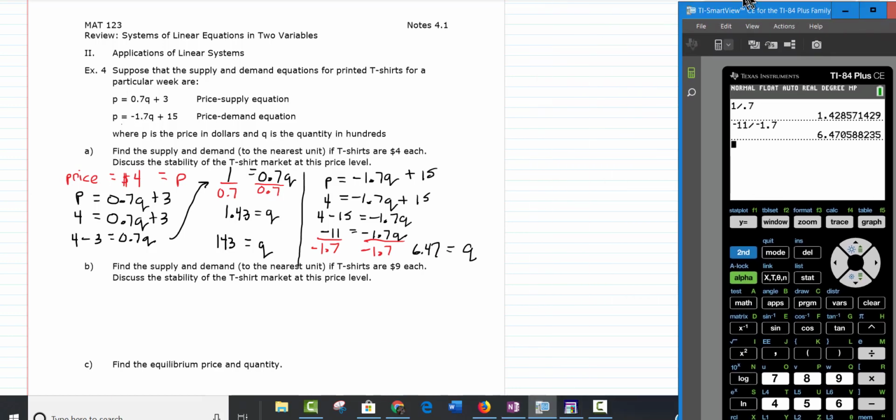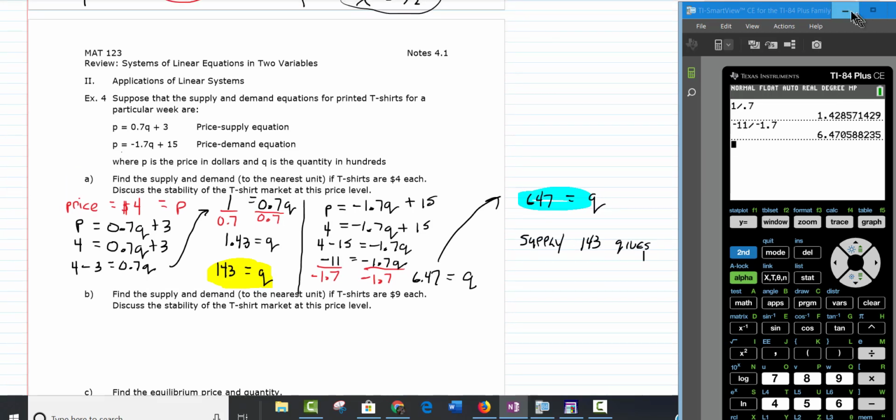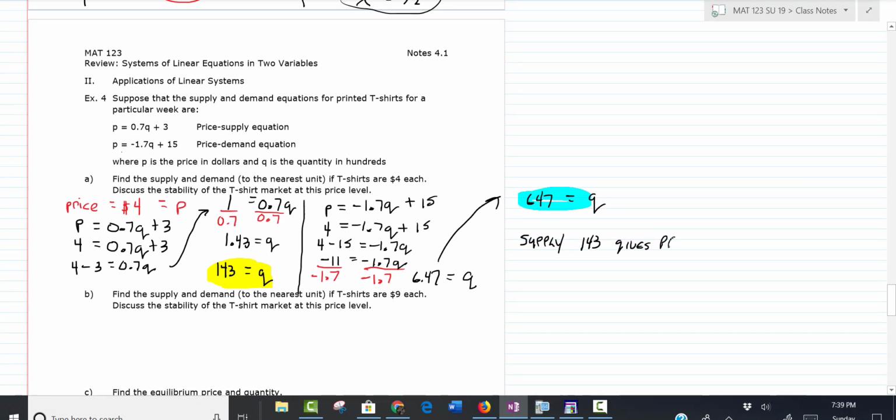All right, so what we end up getting then is for that price supply equation, we have that. And then for this, you just change this to 647 items, like that then. All right, so what we end up getting is this is the supply equation. So you have a supply of 143 gives, let me close that calculator, gives a price of $4. Okay, so that's what the quantity is. That's what the supply is that gives that price.